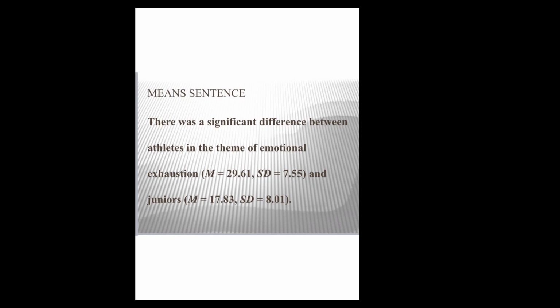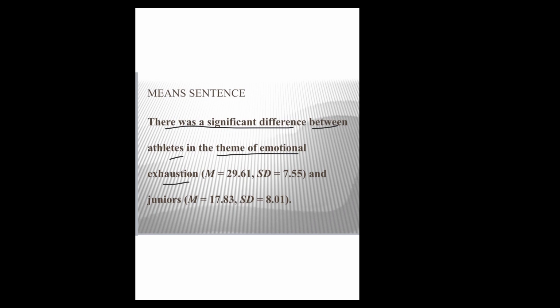Okay, so your mean sentence: again, there is a significant difference between athletes and the theme of emotional exhaustion. Now, in this case, we're using themes, and I'm not going to get too much into it. It could be athletes and the question of, are you a professional athlete? Okay. Now, whereas we did a one sample t-test where there was one sample, which means you had one mean, now you have two means. This is where the story starts to move toward your conclusion.